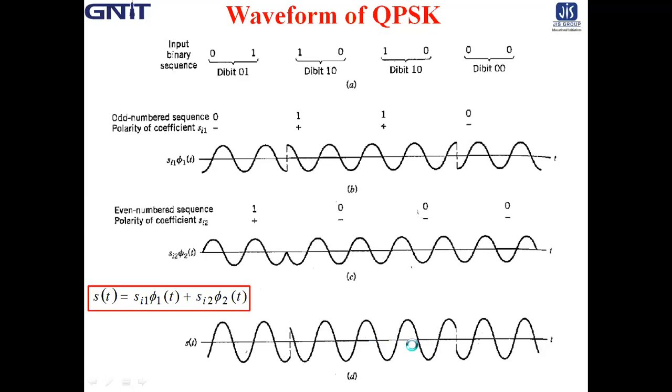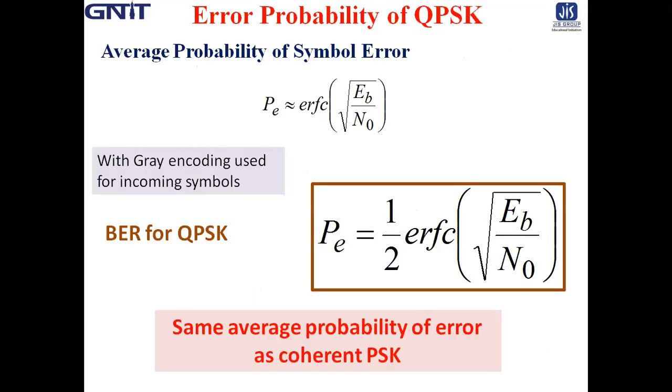And ultimately, from the signal space diagram, we found the error probability, which is the same as the error probability of the QPSK signal. Up to this part, we already discussed in the last class. I just gave you a brief recapitulation of our earlier class.